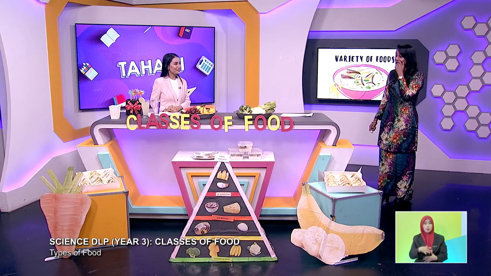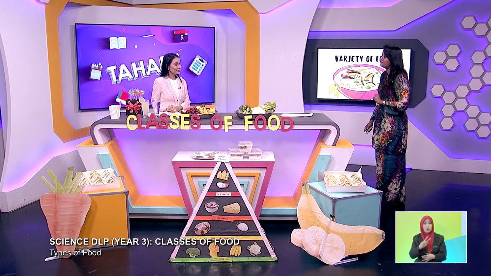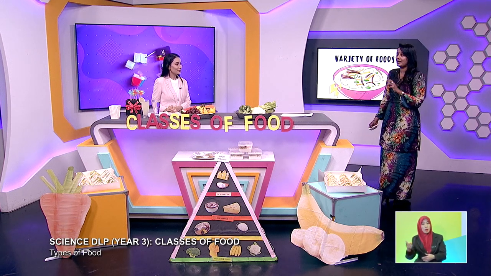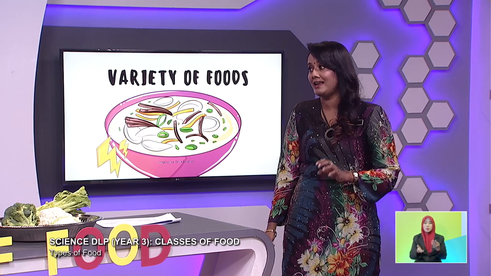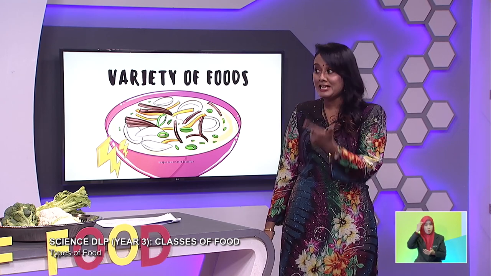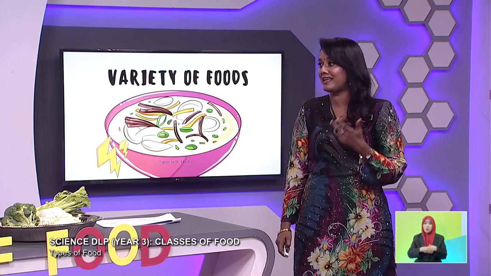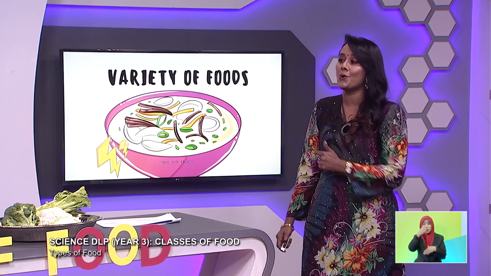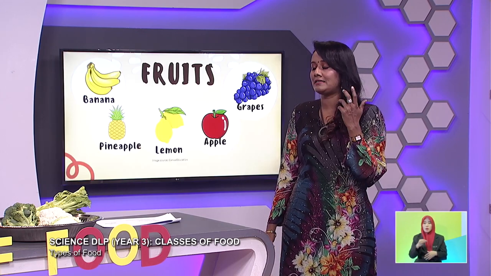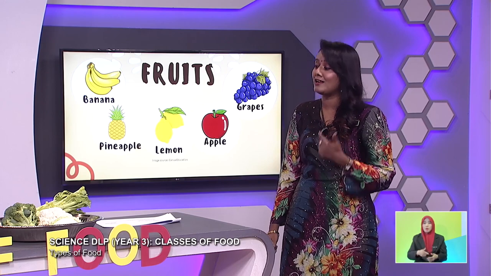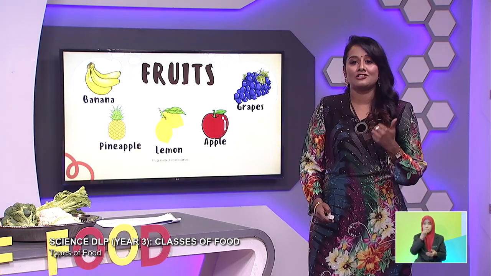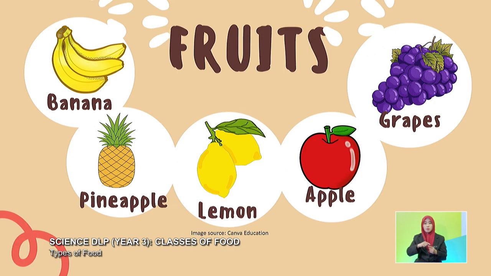Yes. And then let us talk about variety of food. Maybe we know in our Malaysia there is a variety of food, right? We have Chinese food, Indian food, Malay food. There are so many types. Yes. Now we're going to see some types of fruits as well. There are so many types of fruits, such as banana, pineapple, lemon, apple, grapes, and so on.